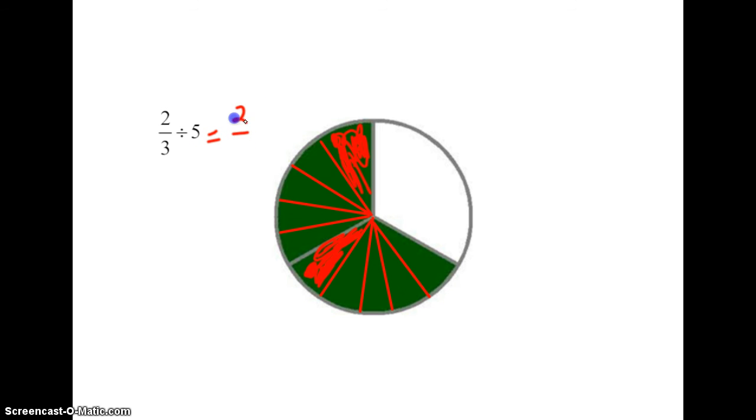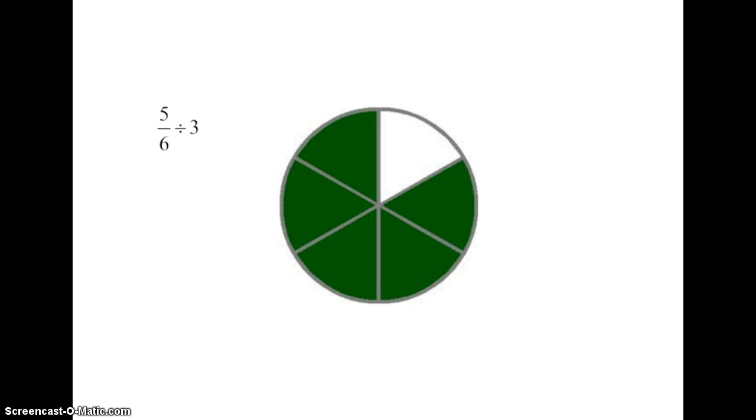So now we have 2 sections, but out of how many total? If you recall, we divided one section by 5, another section by 5, and by default, this section would need to be divided by 5 as well. So now we have a new denominator of 5, 10, 15. So 2/3 divided by 5 is 2/15. One last problem, 5/6 divided by 3.